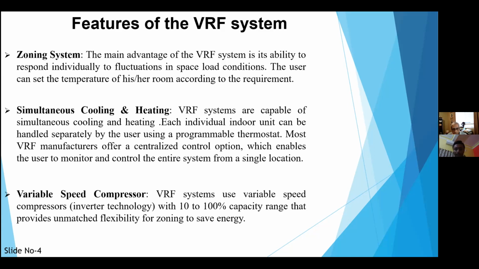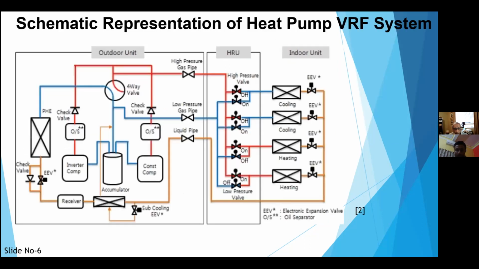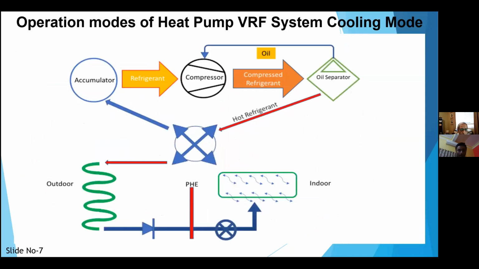Each individual indoor unit can be handled separately by the user using a programmable thermostat. Most VRF manufacturers offer a centralized control option, which enables the user to monitor and control the entire system from a single location. These are the main components used in the VRF system: the inverter-driven compressor, the joint, the four-way valve, and expansion valves. This is the schematic representation of the heat pump VRF system.